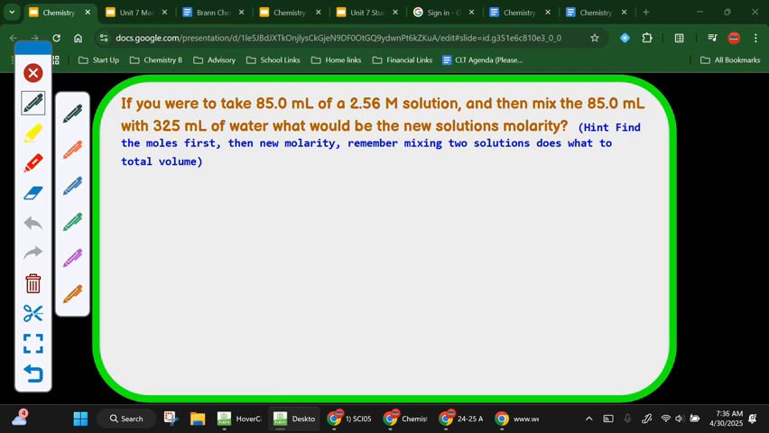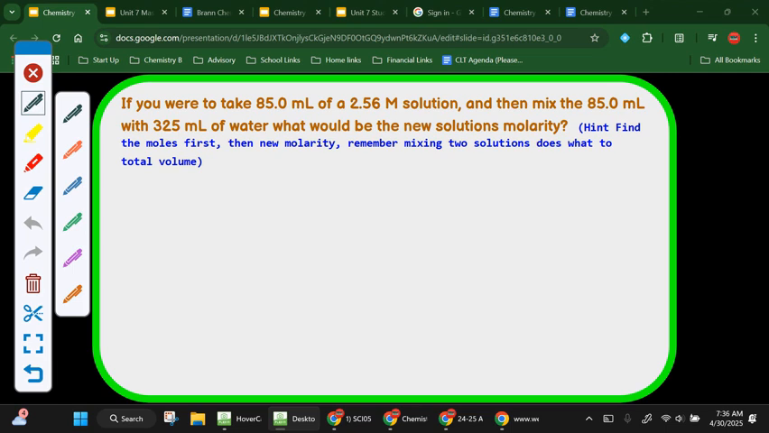Before you convert it to moles. The moles come from the 85 milliliters of the 2.56 molar solution. So find that. By the way, on this problem, I didn't tell you what the solute was, what was being dissolved, because it doesn't matter. You do not need formula mass for this problem. You need to find the number of moles that are in 85 milliliters of 2.56 molar solution. That's the first thing you need to find.